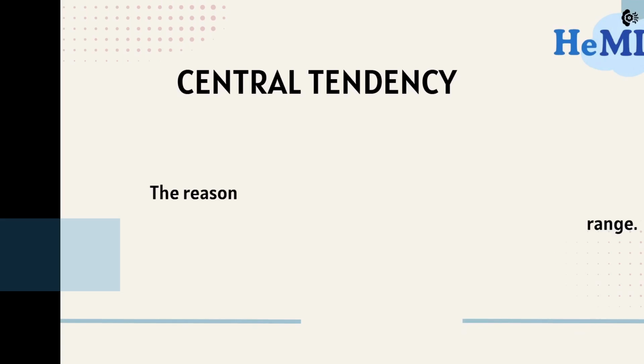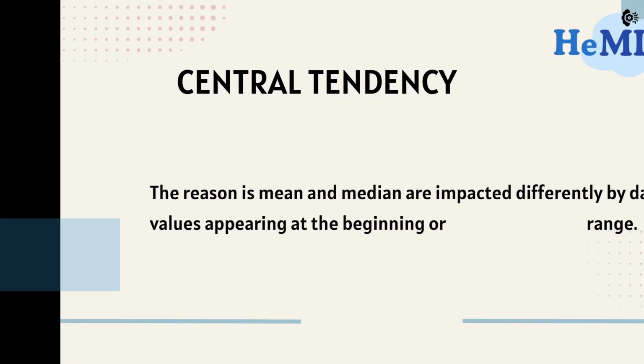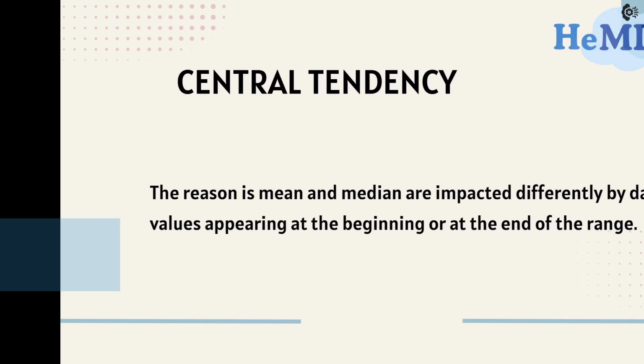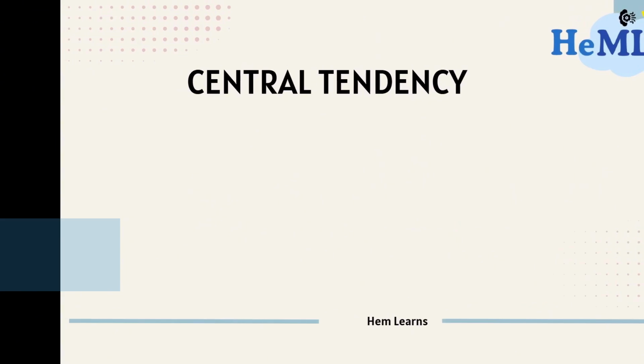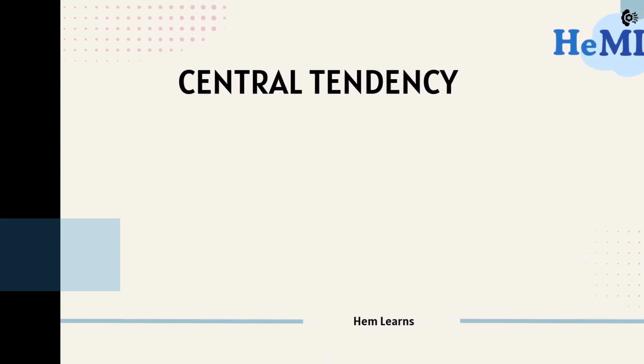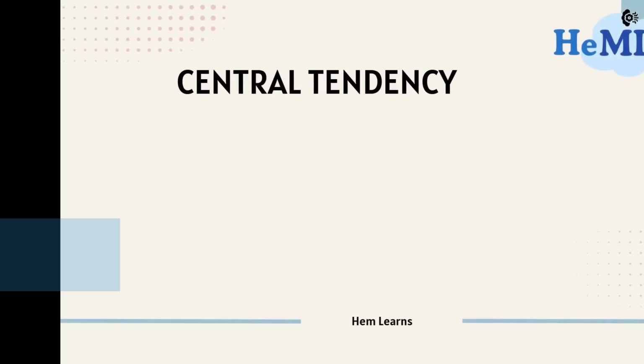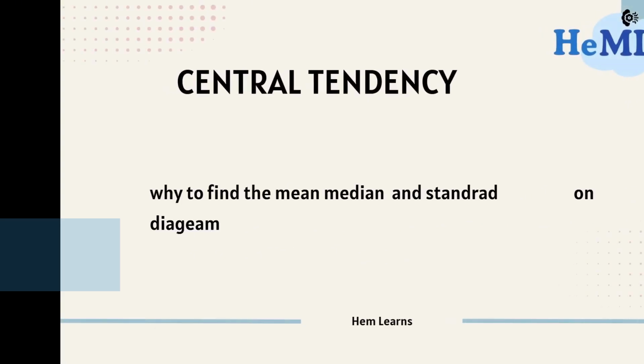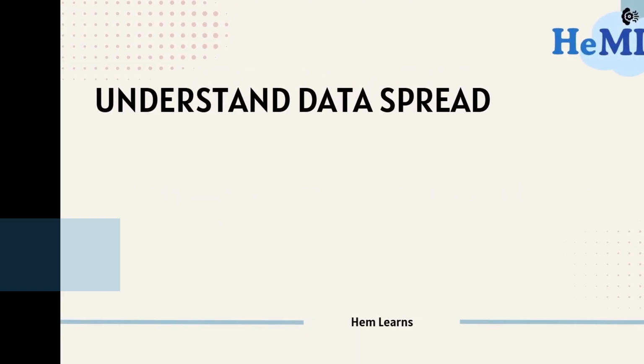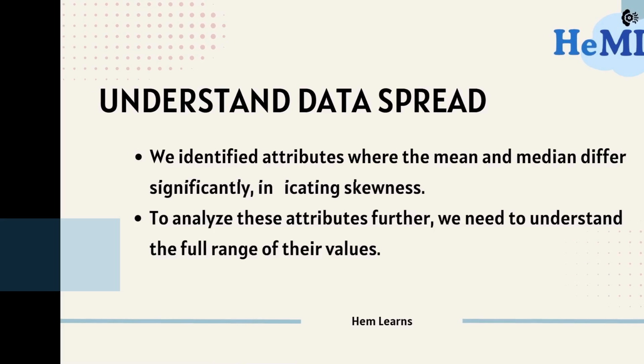Why mean and median both? We look at both because they behave differently. The mean gets affected heavily by extreme values, but the median stays stable. So if the mean and median differ a lot, we know the data is skewed. Understanding the data spread. Why does data spread matter? When the mean and median show a big difference, the data is not evenly distributed. To understand this in more detail, we look at the full range of values, not individually, but through graphical summaries and spread metrics.